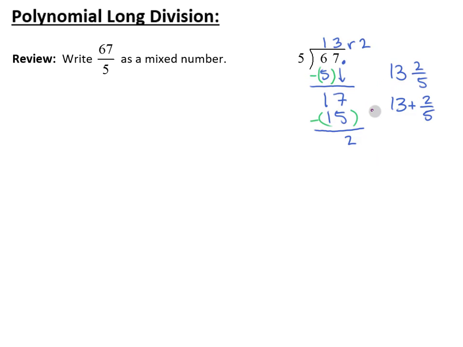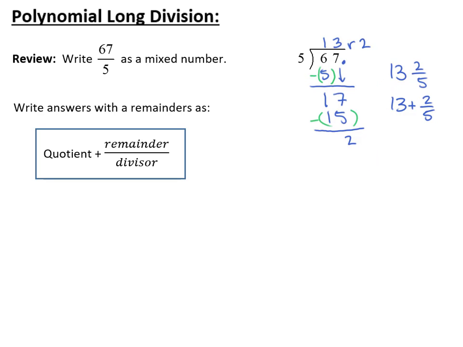And the way that we write these answers that have remainders is in this form. The quotient, that's our answer up here, plus the remainder, which was our 2, over the divisor, and that's what we were dividing by, 5. So 13 plus 2 over 5, that is our quotient, plus remainder over divisor. Okay, so that's how we write our answers.